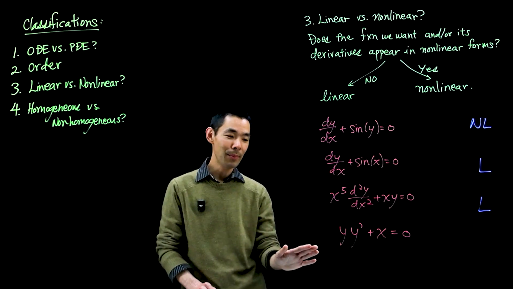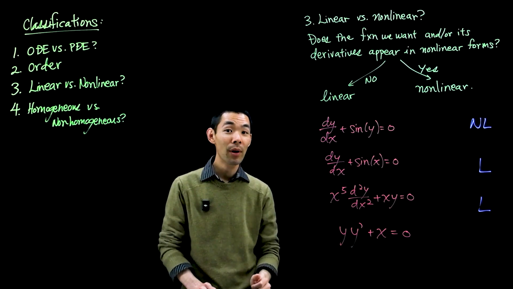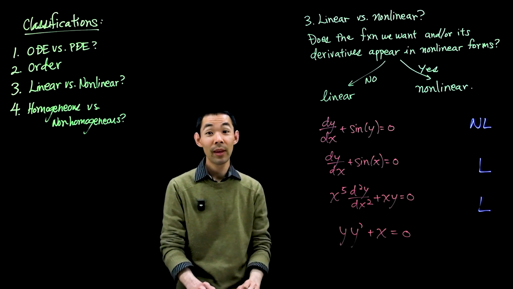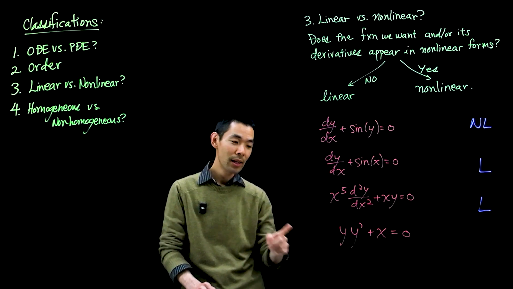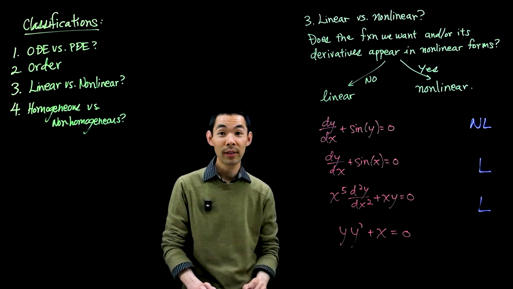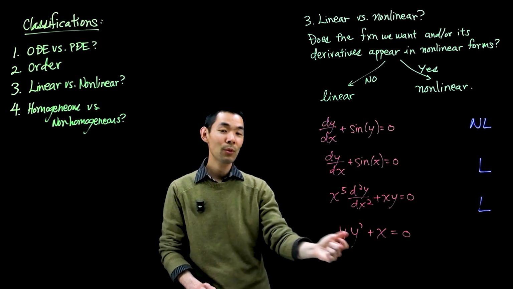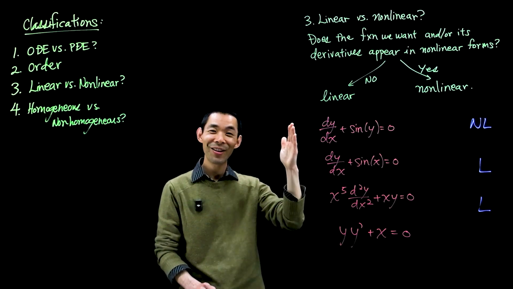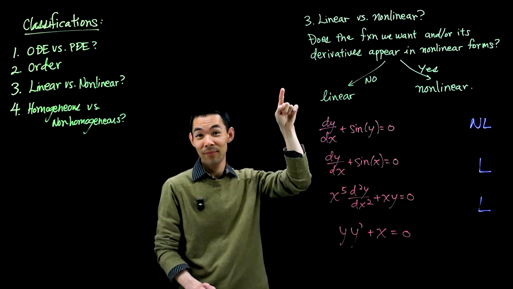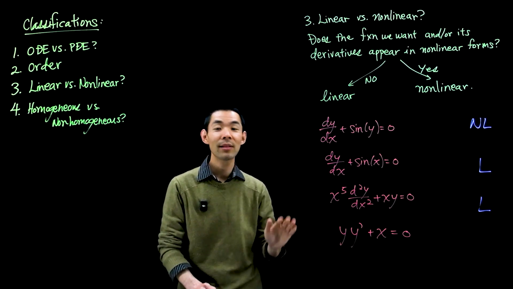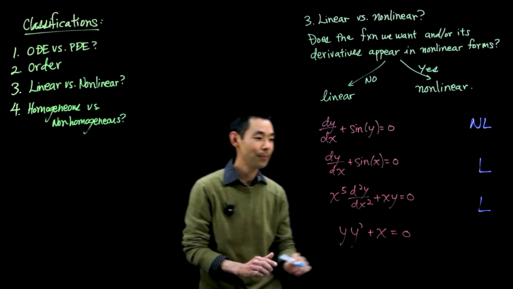Now, let's do the fourth example. We have y times y prime, so that's dy/dx, plus x is equal to 0. Now, we have a product of y and its derivative, y prime. Therefore, according to this definition, y times y prime is a nonlinear function. It's a quadratic, right? It looks like a parabola, y times y prime. And therefore, this is a nonlinear differential equation.